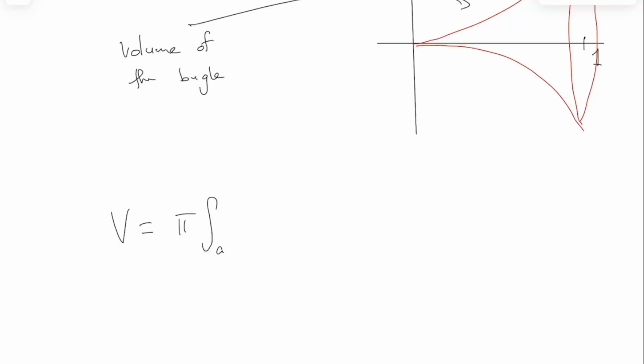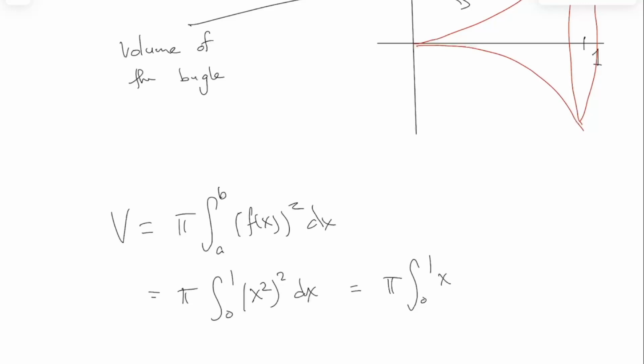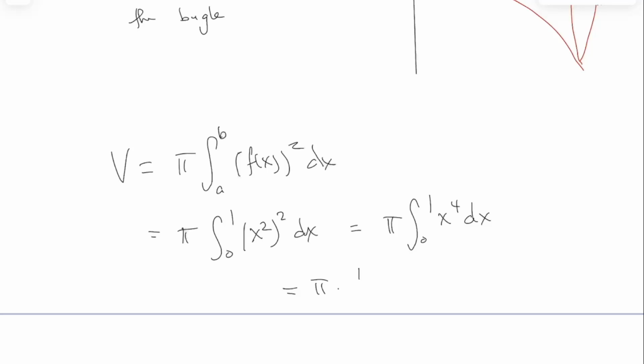V equals pi integral a to b, f of x squared dx. A and b are 0 and 1, like they all said. F of x is my function x squared. So it's actually x squared squared dx. So this is pi integral 0 to 1, x to the 4 dx. And this is an easy enough integral to do, right? You just do it. So it's pi times 1/5 x to the 5, plugging in 0 and 1. Plug in the 1, I get pi times 1/5 times 1 to the 5. Minus, plug in 0, you get 0. So my answer, apparently, is pi over 5. That's the volume of that bugle, if you will.